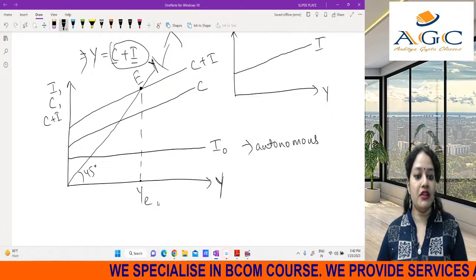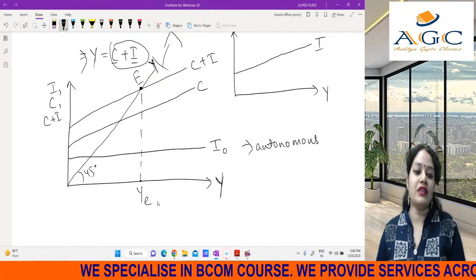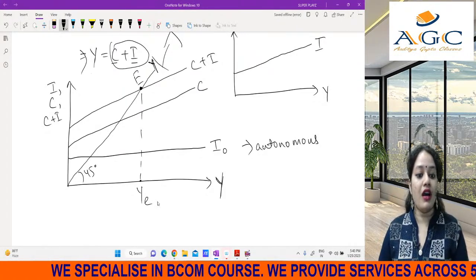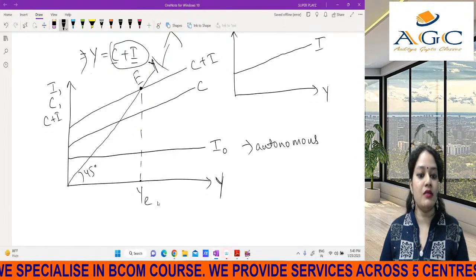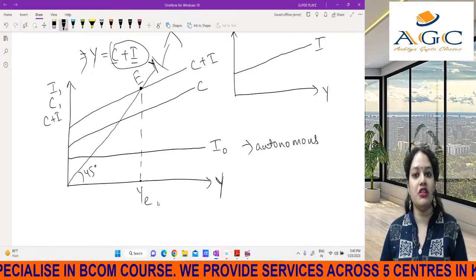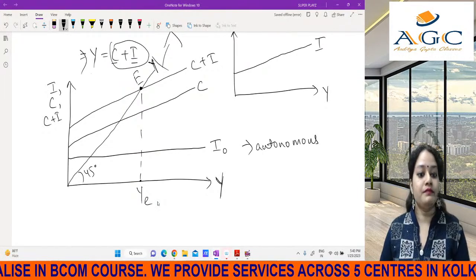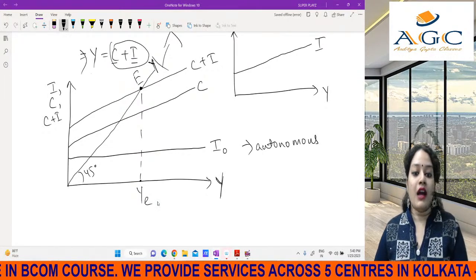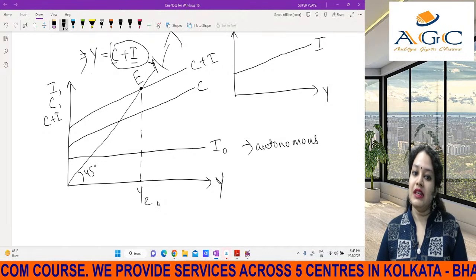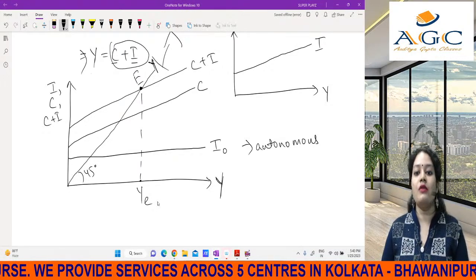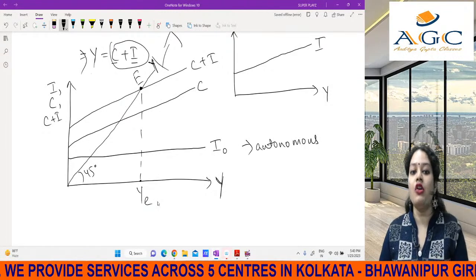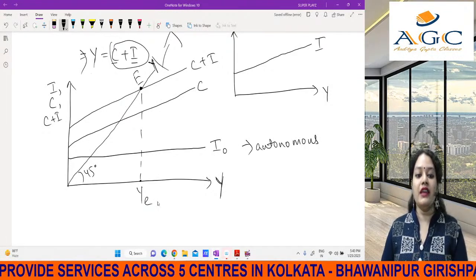And we already know that our consumption curve never starts from the origin. So above the investment, we are drawing our consumption line. Our consumption line and our investment line will not touch each other. There will be a small gap. Now, above our C line, we will be drawing our C plus I, that is our consumption plus investment line all together. Okay?